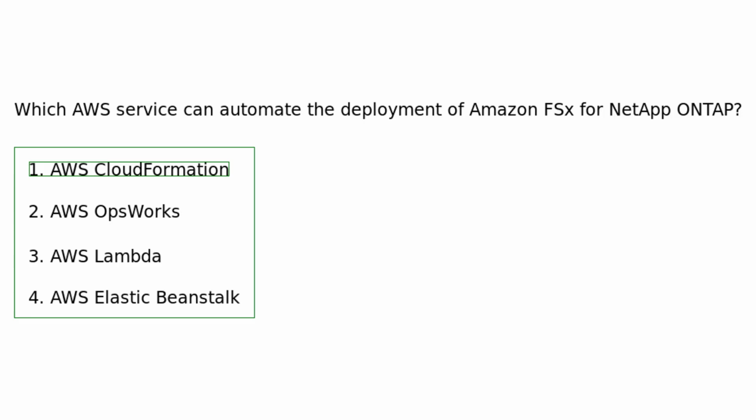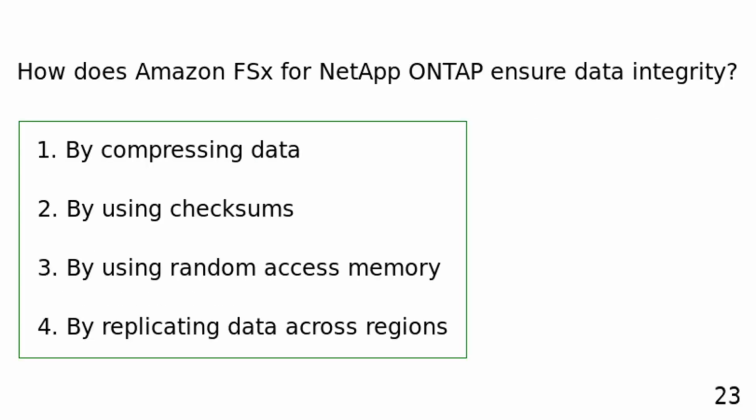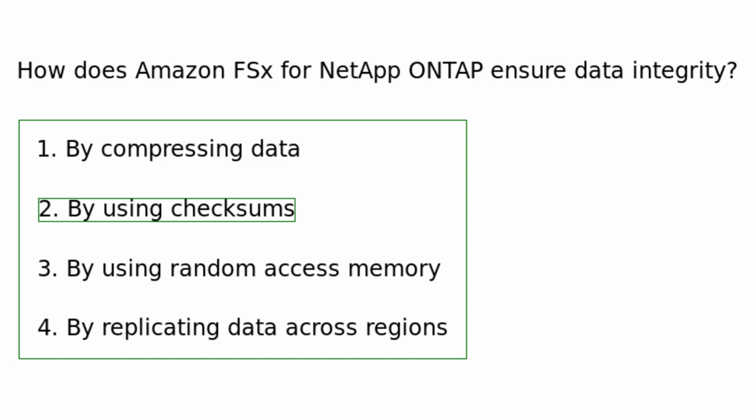AWS CloudFormation can be used to automate the deployment of Amazon FSx for NetApp ONTAP resources. How does Amazon FSx for NetApp ONTAP ensure data integrity? By compressing data. By using checksums. By using random access memory. By replicating data across regions. Amazon FSx for NetApp ONTAP ensures data integrity through the use of checksums.